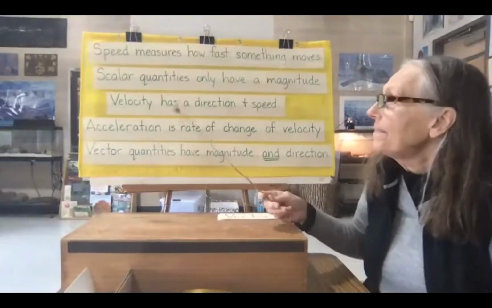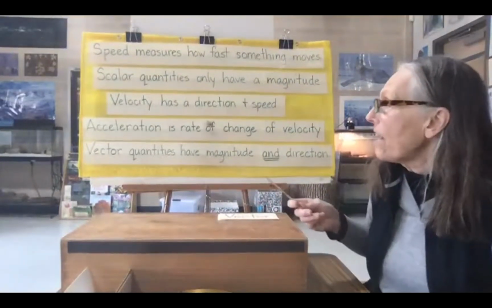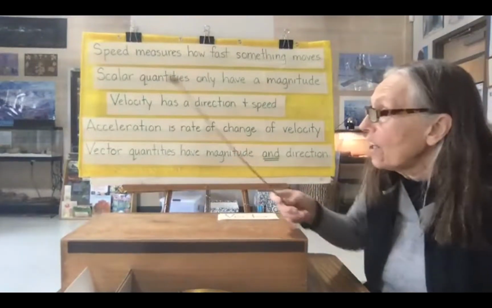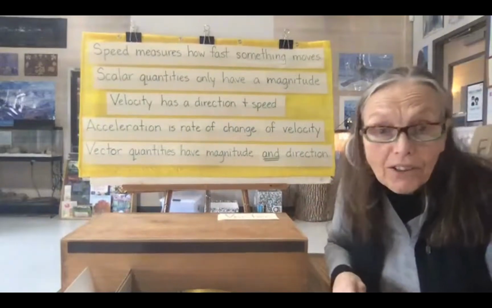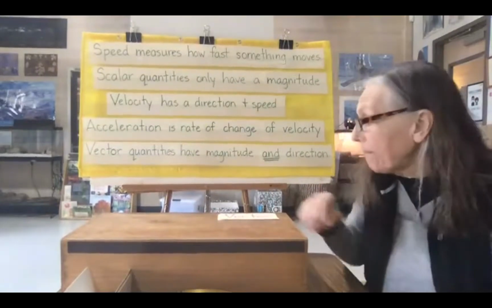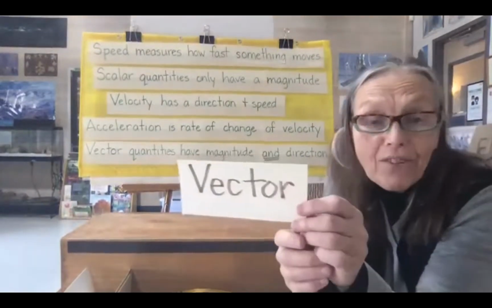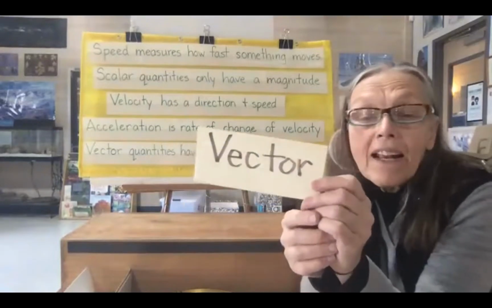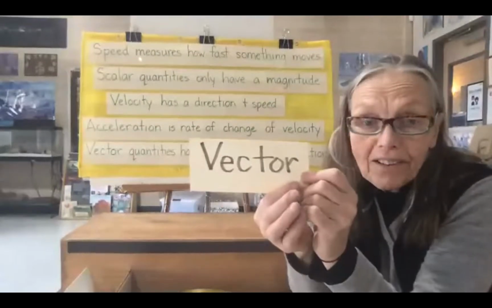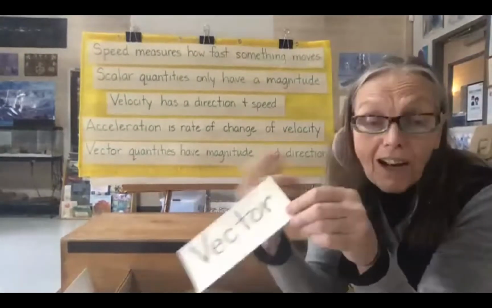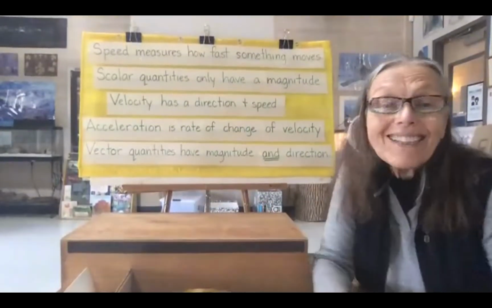Now velocity has a direction and speed. Acceleration is the rate of change of velocity, and those are what we call vector quantities. They have magnitude and direction. I try to remember that one because we can say a mosquito is a disease vector. You may have heard that term. They carry malaria from one animal to another, from one person to another. They're a vector. They move things around in one direction or another. So those are two words to remember, vector and scalar.